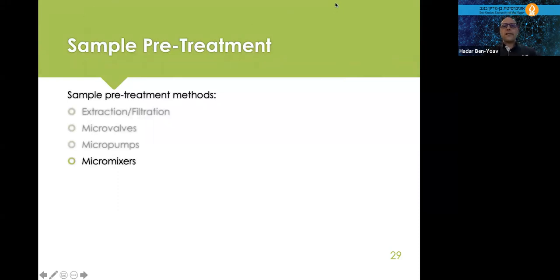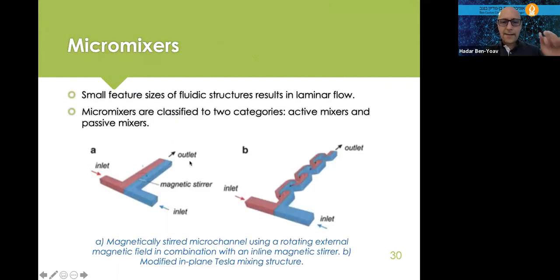The fourth part of the sample pretreatment components functionality is the micromixer. So we have extracting, valving, pumping, and mixing. And here's a very nice example of the flow. Flow in the microscale, we don't have any turbulence. So we cannot mix the solution. You cannot just take a tube, flow two samples and make them mix. No, we need to cause the mixing.